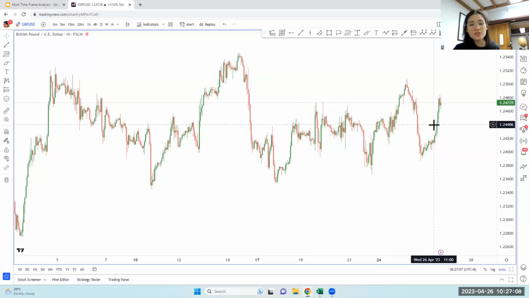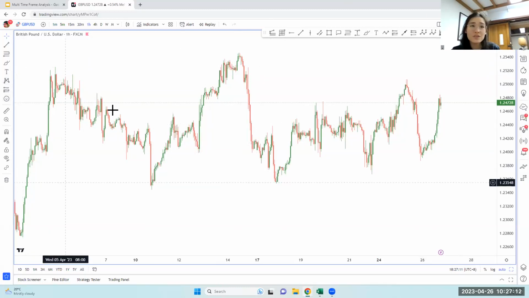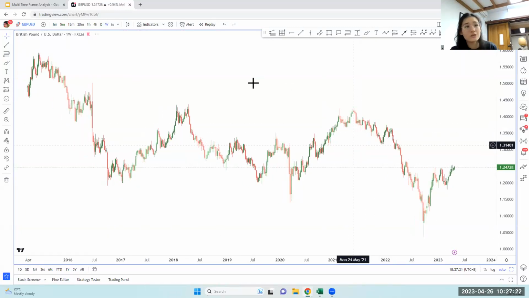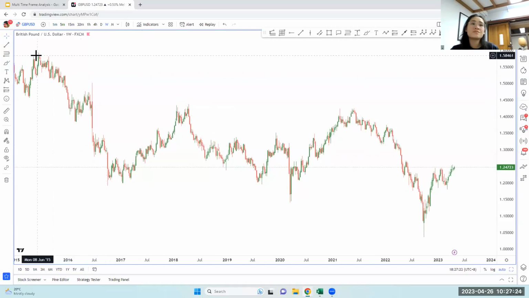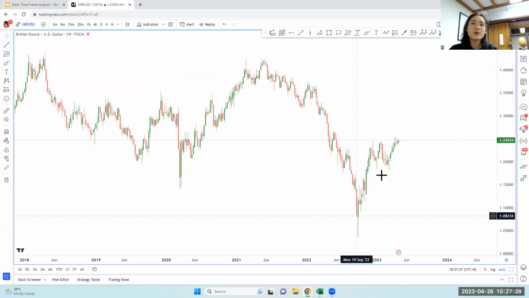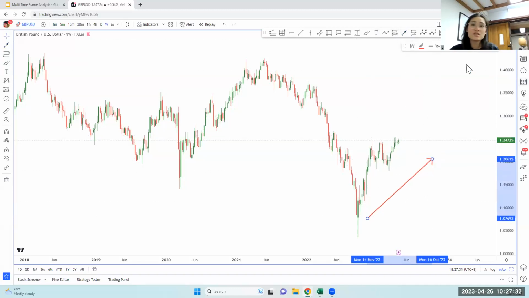Okay, so for multi-time frame analysis, we look at different timeframes, obviously. So we start from a top-down approach. So we'd like to start from either the weekly or the monthly. In this case, I'm going to start from a weekly time frame. And you can see from my weekly time frame, it shows me that price is headed upwards, right? It's moving in this direction.